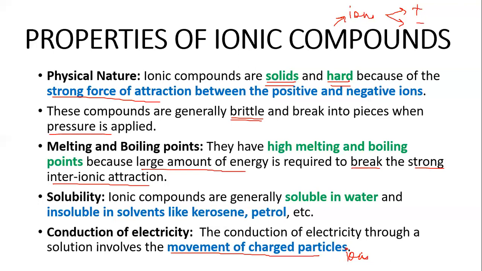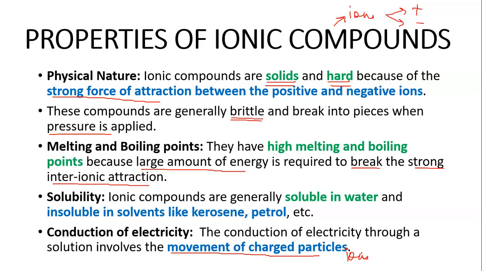Now, ionic compounds in the solid state are made up of ions, but they do not conduct electricity in the solid state, because the ions are held together in fixed positions. They are not able to move freely. And if they are not able to move, there will be no electric current, no conduction of electricity.